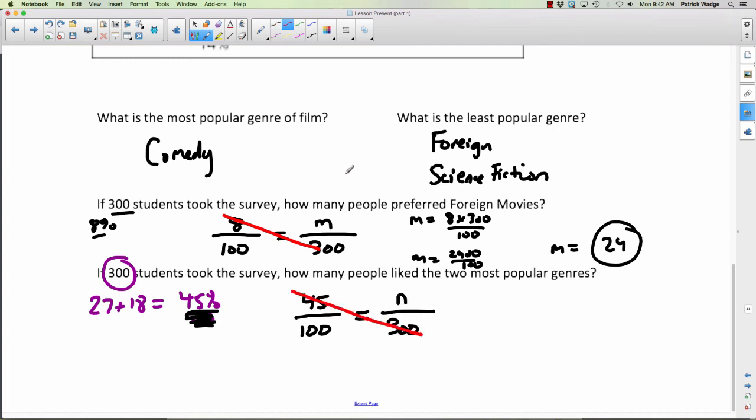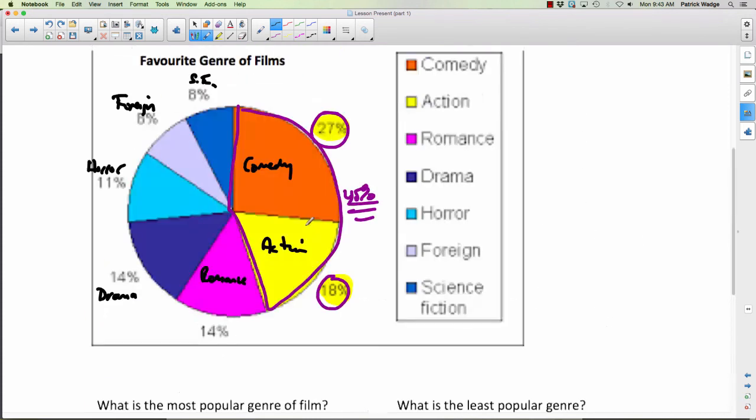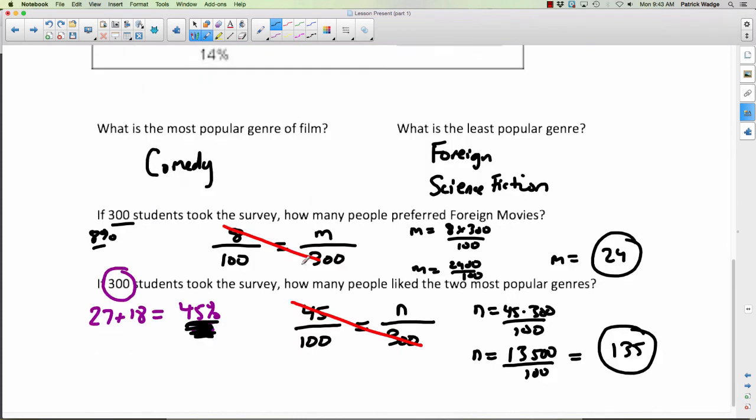We need to multiply 45 times 300, and then we need to divide by 100. So we get 13,500, and then we're dividing that by 100. So if you divide that, you get 135. 135 of the students who took the survey liked either comedy or action movies.